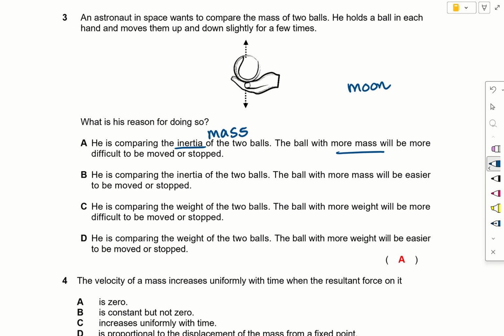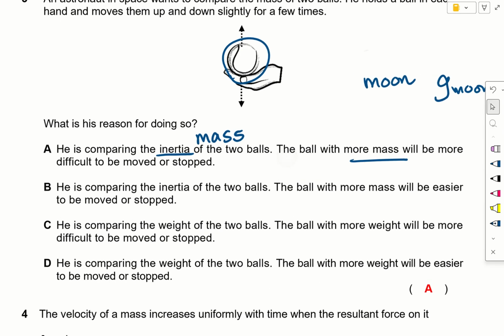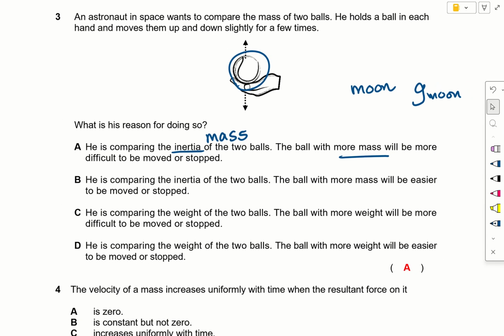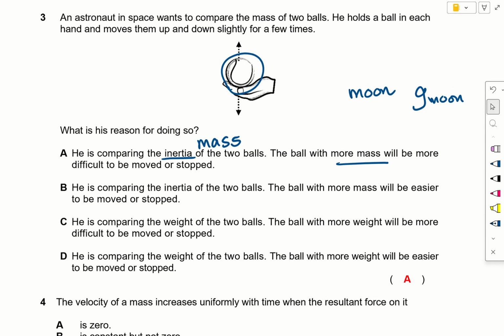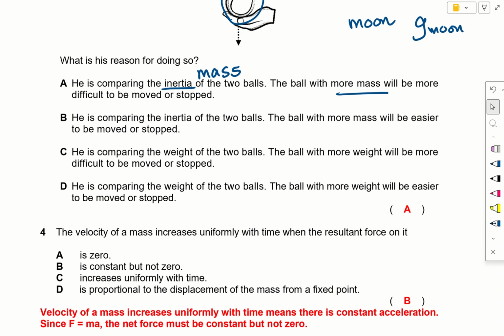Because now it is in space, and maybe if he's on the moon, for example, the moon's gravitational field strength is lower, so both balls will be affected by the decrease in gravitational field strength from Earth to moon. But since both are subjected to the same gravitational field strength, he can actually test for himself which one has more mass.